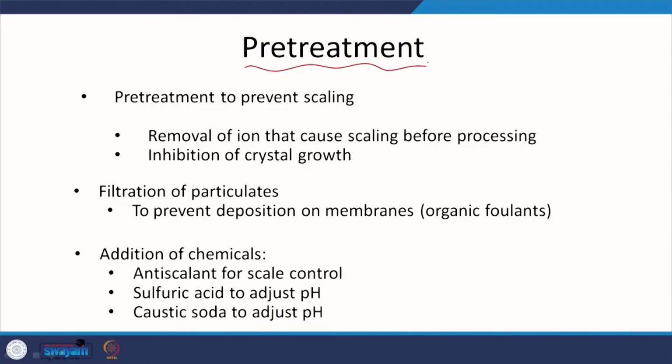So, what are some of the ways to look at this? We are going to have to employ pretreatment. One aspect is to prevent scaling. If I want to prevent scaling, I can either remove the ion that causes scaling before it reaches the membrane of interest, nanofiltration or the RO membrane, or I can inhibit crystal growth.